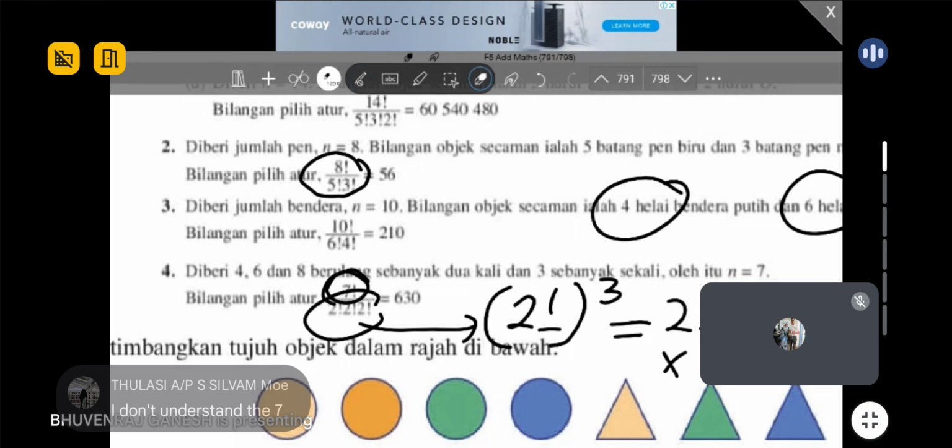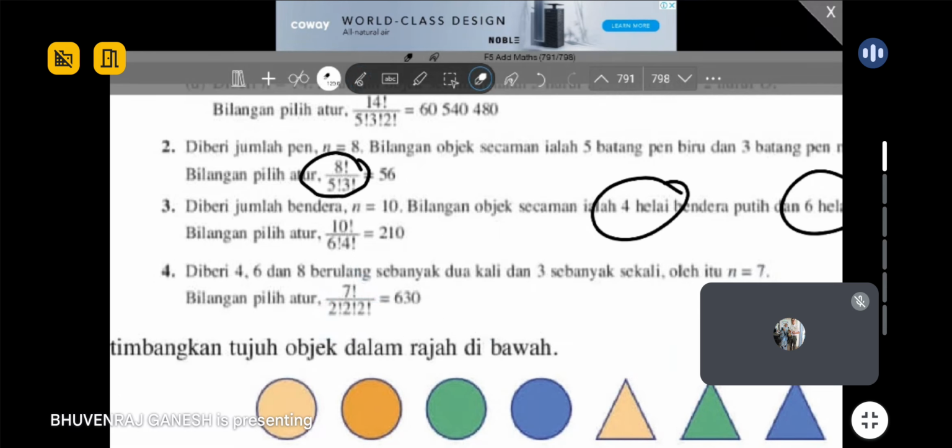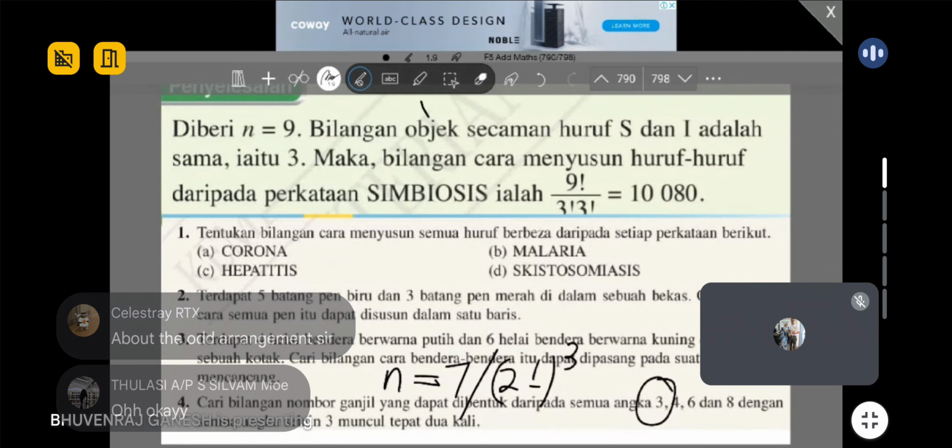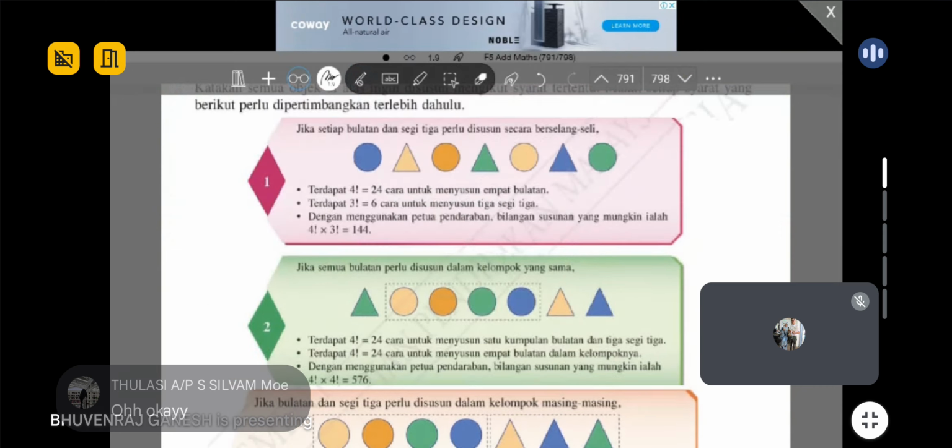Tapi dia kata I don't understand the 7. Oh, okay. I repeat again. Number 7, because they say 4, 6, and 8, they can repeat twice. Am I right? All these numbers, they can repeat twice. So total now, we have 6 numbers. Because 3 numbers repeat twice, 3 times 2, you get 6. And then there is another number based on the question, which is number 3. Can you all see it? This number. So that's why total number is 7. Okay, 7 factorial.